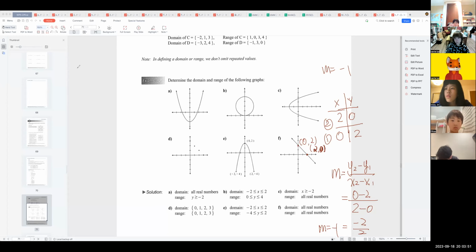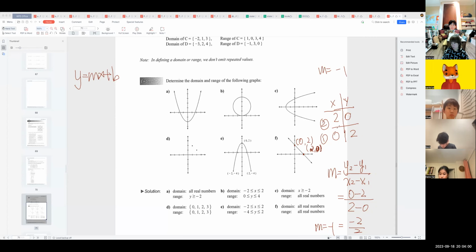Okay, so for y equals mx plus b, we already know m. So do we need another one? 谁掉出去了？Mickey 掉出去。Look at the chat. Okay, so everybody, when m equals -1, how do we find b? So y equals negative x plus b.